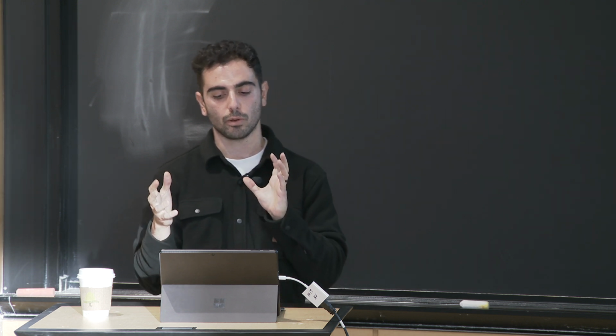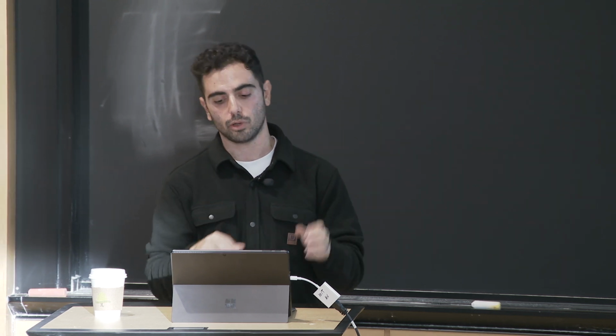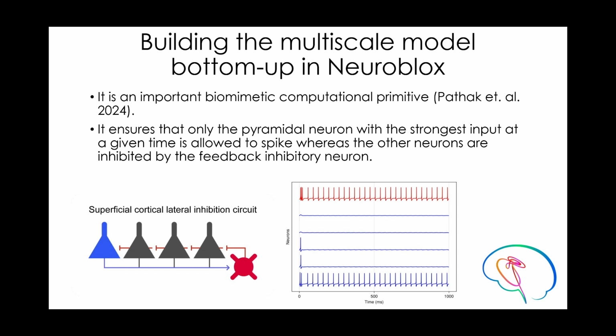You can also do loads of functions by stitching multiple of these assemblies together, and you will see how that works in learning as well. Now, as I was saying, it's only the pyramidal neuron with the strongest input at a given time that's allowed to spike, and everything else is being inhibited by this single inhibitory neuron.